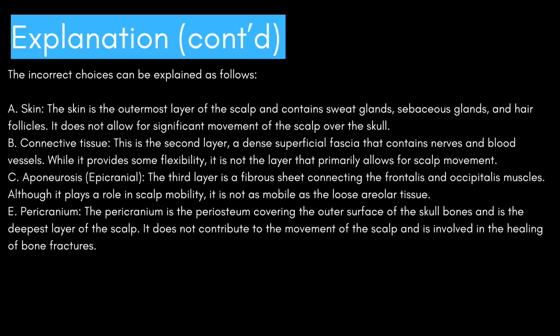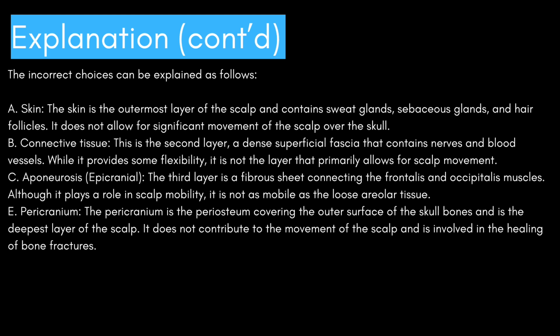The incorrect choices can be explained as follows. A. Skin. The skin is the outermost layer of the scalp and contains sweat glands, sebaceous glands, and hair follicles. It does not allow for significant movement of the scalp over the skull. B. Connective tissue. This is the second layer, a dense superficial fascia that contains nerves and blood vessels. While it provides some flexibility, it is not the layer that primarily allows for scalp movement.